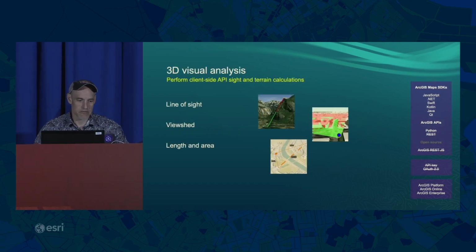So there's many different flavors. The three that are the most common for visual and 3D visual are client-side API calculations that involve line of sight, from one place to another, to see if there are obstructions between the two places. Viewshed is the entire area that you can see from a target location, and then length and area is another type of calculation. You can see the APIs that you can use to perform these client-side on the right-hand side, and again, no API key authentication or anything is required.